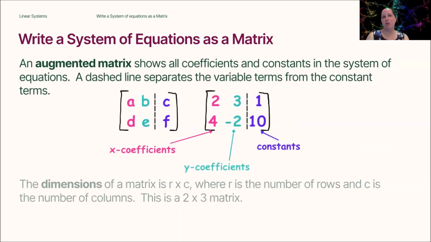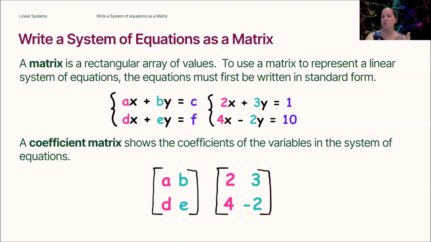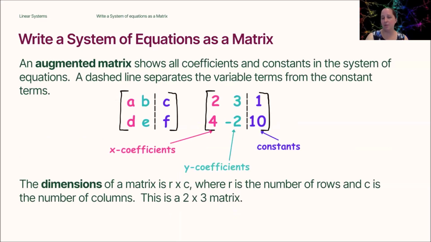An augmented matrix shows all coefficients and constants in the system of equations, and a dashed line separates the variable terms from the constant terms. So in this case, I had my 2, 4, 3, and negative 2, and then from my equations I had equals 1 and equals 10. Those become my constants, so they're what goes behind the dotted line.